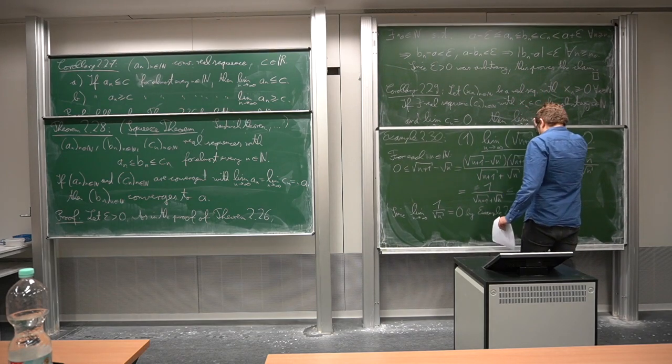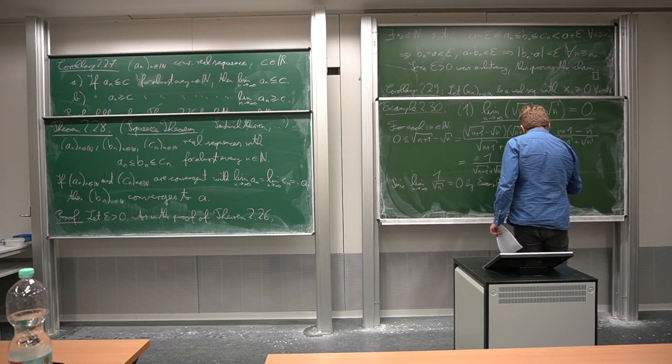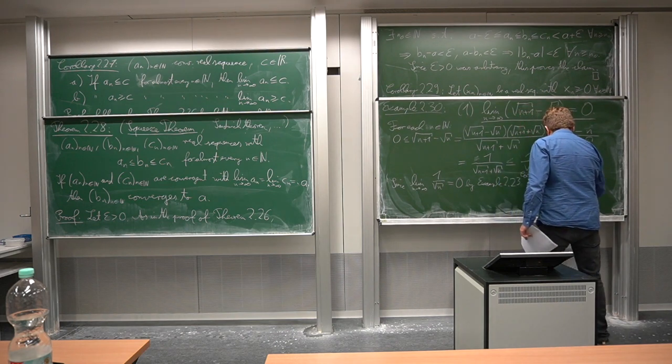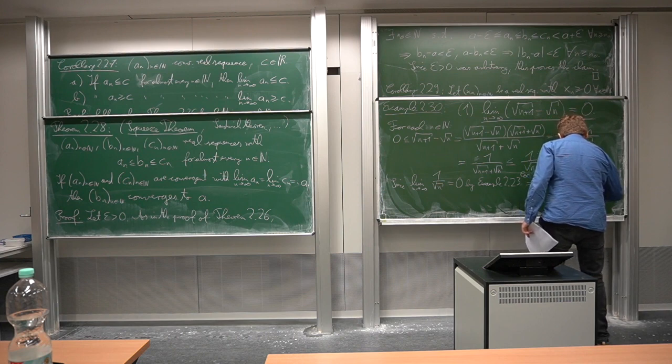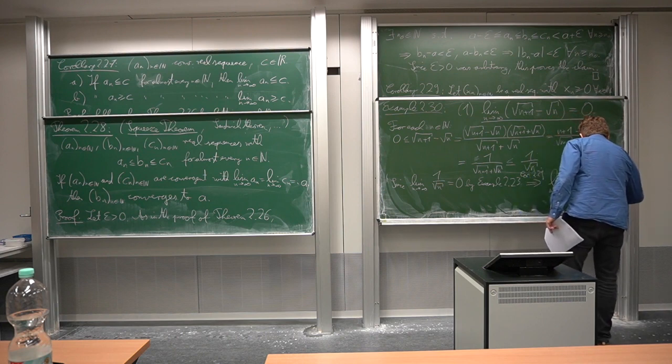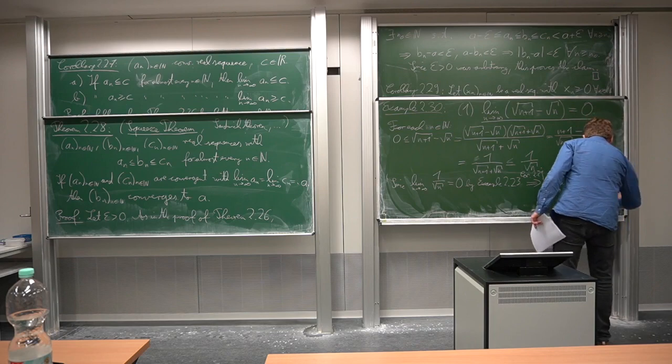And this then tells us that the sequence in between goes to 0 as well. So the limit as n goes to infinity of square root of n+1 minus square root of n is 0. Okay.